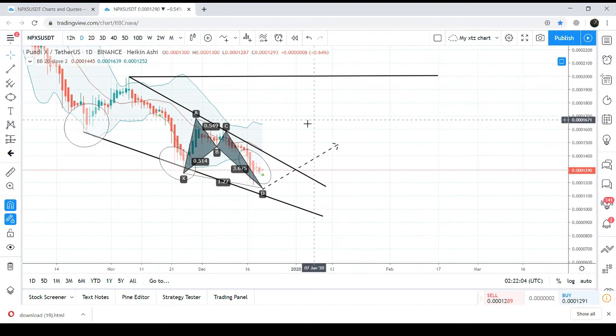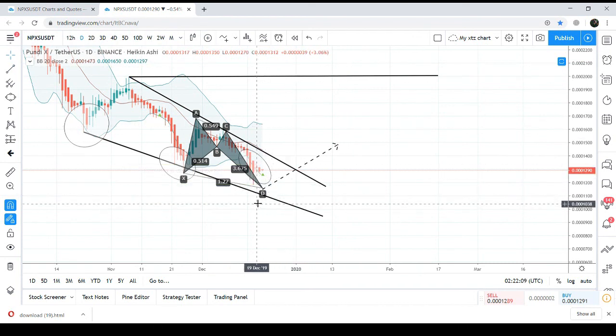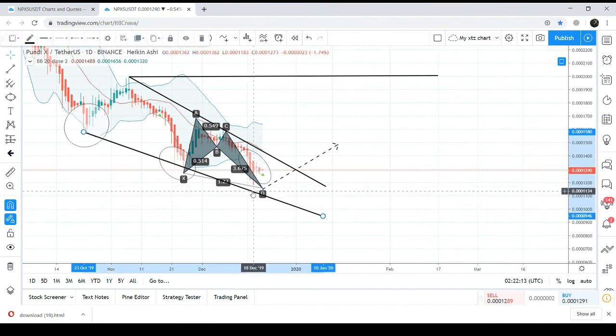the stop loss point. We should take care of our stop loss point, especially while trading the Pundi X coin. If we can set our stop loss point at this support of this wedge, and we can also set our stop loss point the support of the potential reversal zone of this bullish crab pattern. Once the candlestick will be closed below this support or below the potential reversal zone of this crab pattern, then we should take exit from the trade.